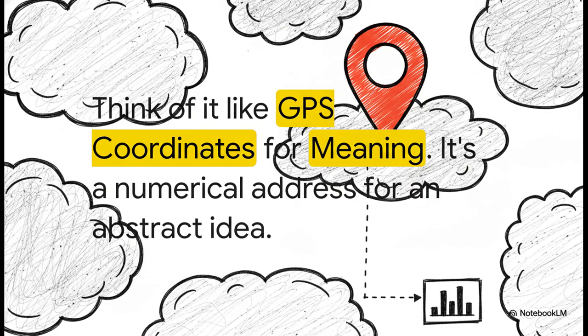Honestly, this is the best way to think about it. Just like a GPS coordinate pinpoints a very specific location on a map of the world, an embedding pinpoints a very specific idea on a giant map of meaning. It turns abstract concepts into a numerical address that a computer can finally understand and work with.